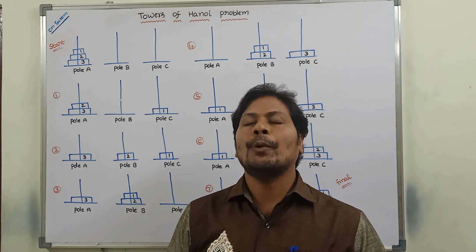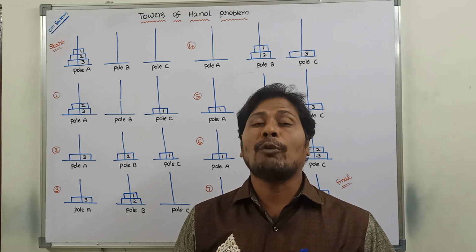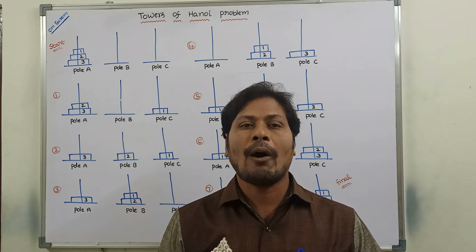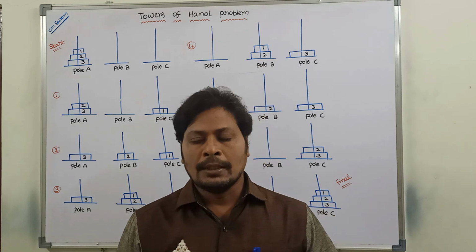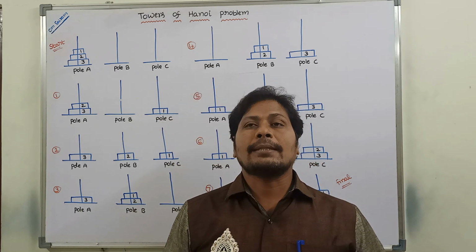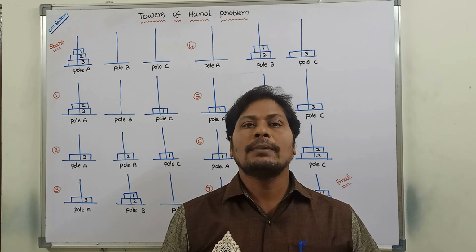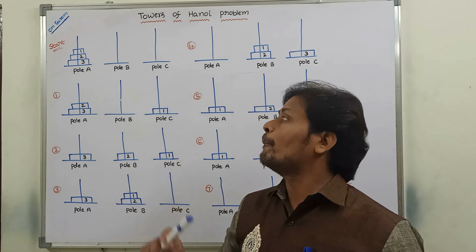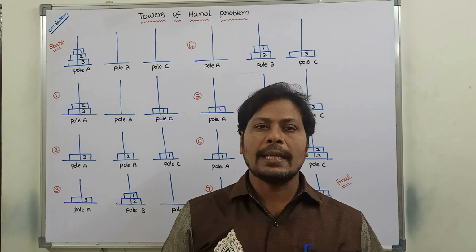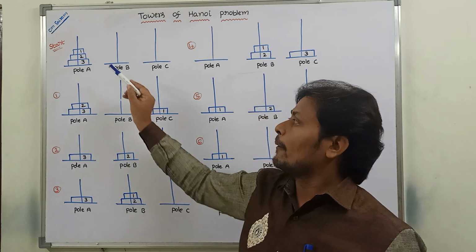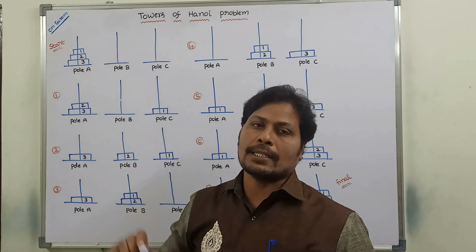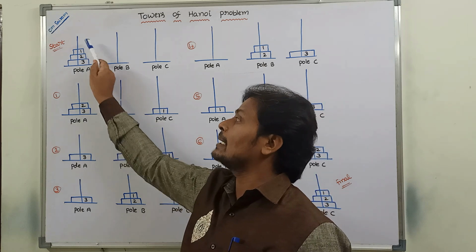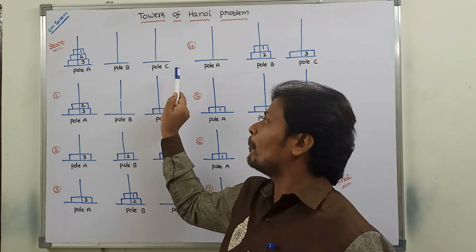Now in this video we have to discuss what the Towers of Hanoi problem is and what its main objective is. The Towers of Hanoi problem is a mathematical puzzle. There are three poles, pole A, pole B and pole C, and three discs: third disc, second disc and first disc. Our main objective is to transfer these three discs from pole A to pole C.